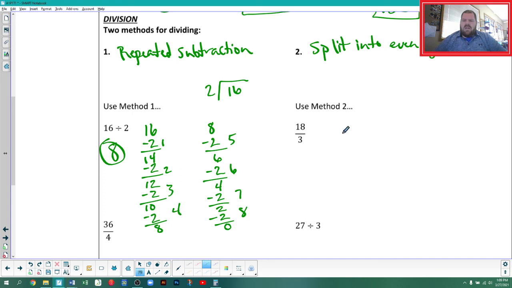So the second method, splitting into even groups, I'm going to count off 18 in groups of 3. So I'm going to think 1, 2, 3, 4, 5, 6, 7, 8, 9, 10, 11, 12, 13, 14, 15, 16, 17, 18. And so those are my 3 even groups vertically, but how many are in each group? It's 1, 2, 3, 4, 5, 6. So 6 would be my answer there.